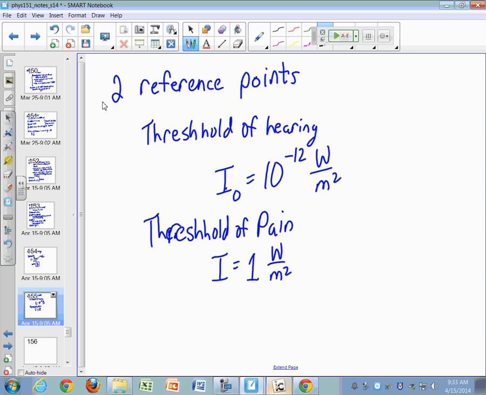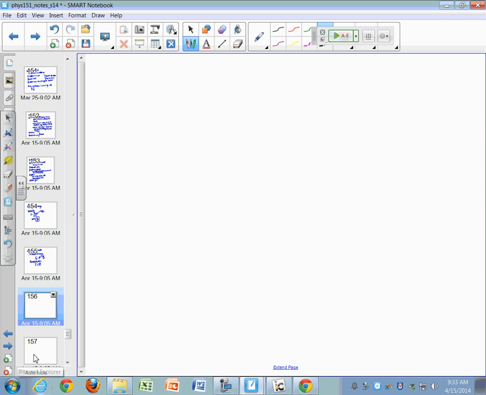Okay. We'll come back to this and how these are important when we actually define the intensity level, the sound intensity level. One other thing about intensity, though: intensity is equal to power over area.